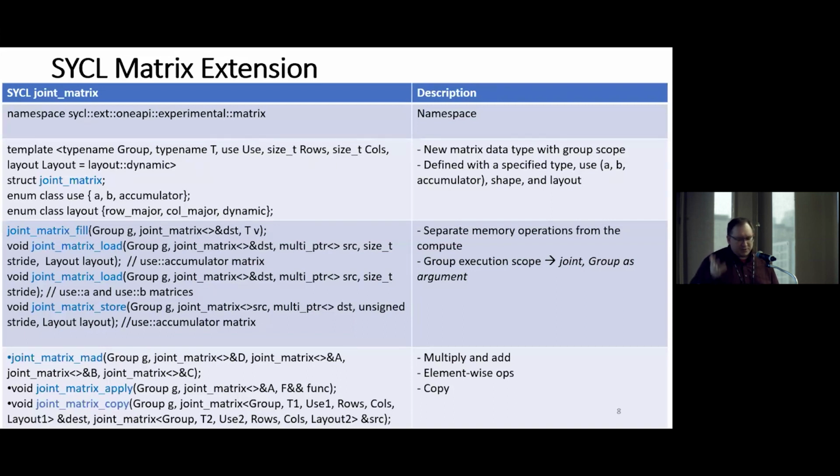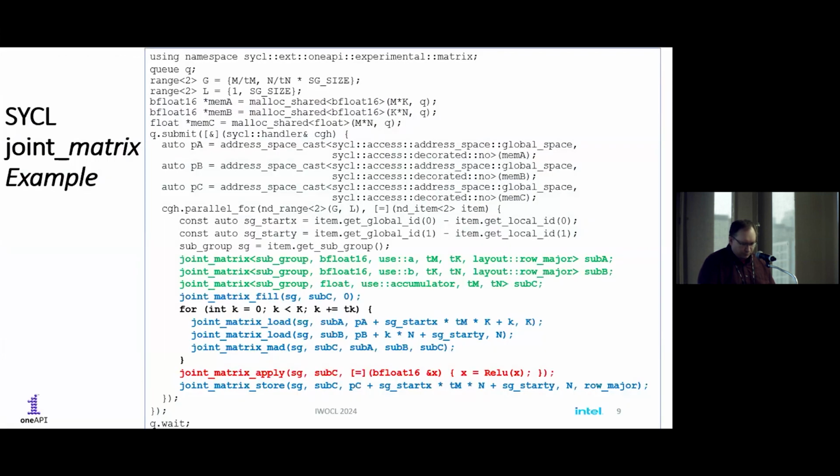And then we also have a copy, which can be useful. And one of the things you can do with copy is actually you can use that to change the layout of a matrix. Because sometimes you may chain together multiple matrices and want to use them in different ways.